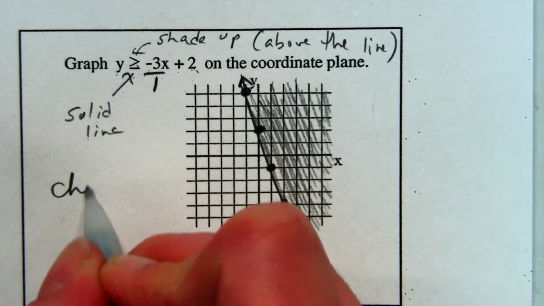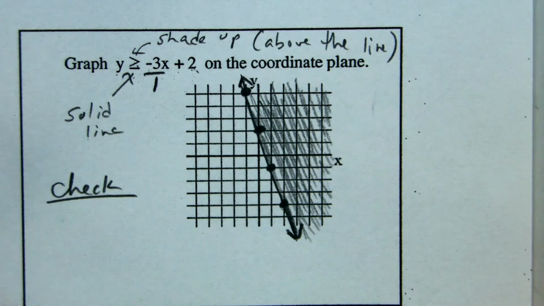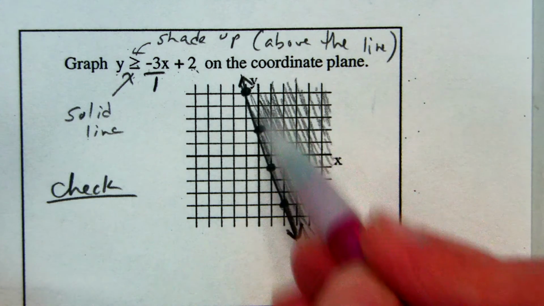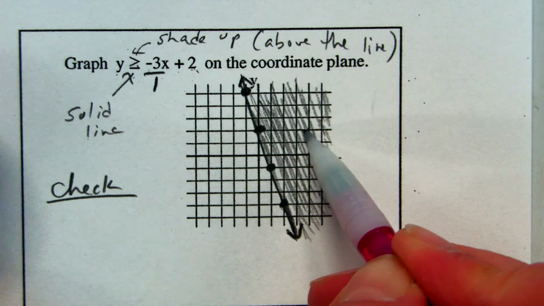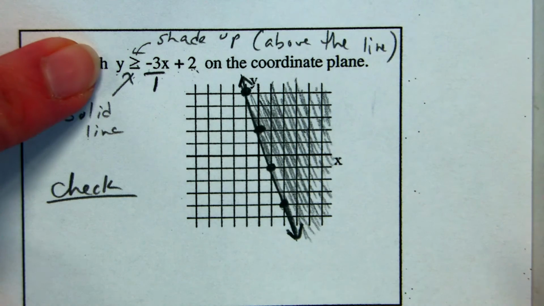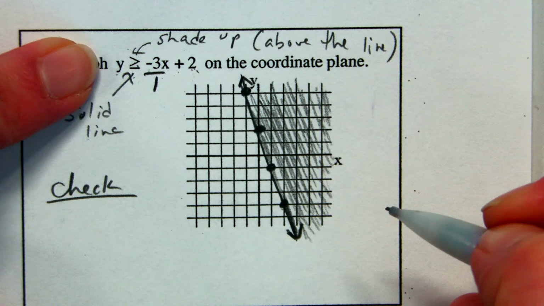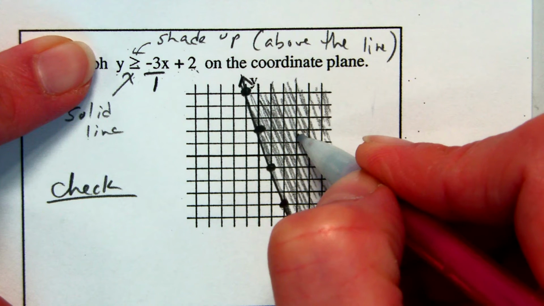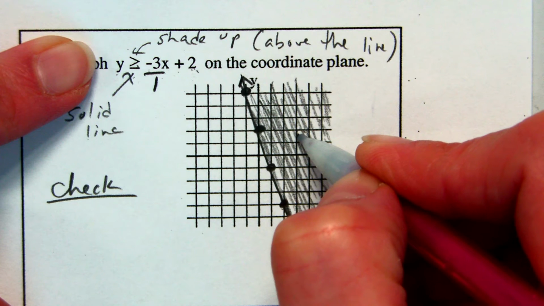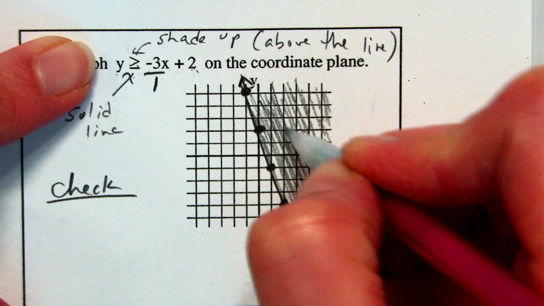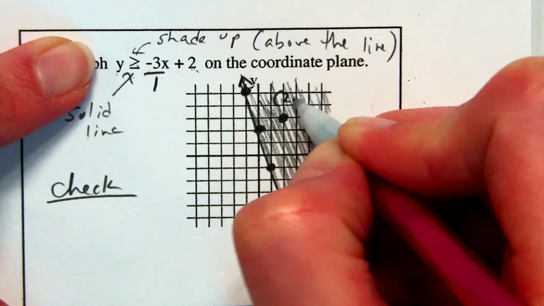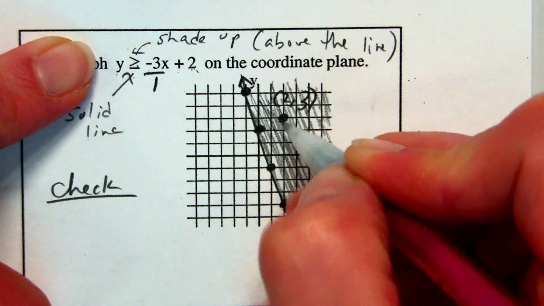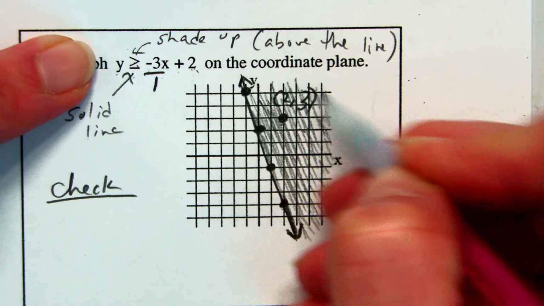So we can check our points. Just pick a random point over here in the shading and put it in for x and y and just see what happens. So Colton, pick a point that's in the shaded part. 2, 3. Okay, he picks 2, 3, which is right here. So let's take 2, 3. 2 is x and 3 is y.